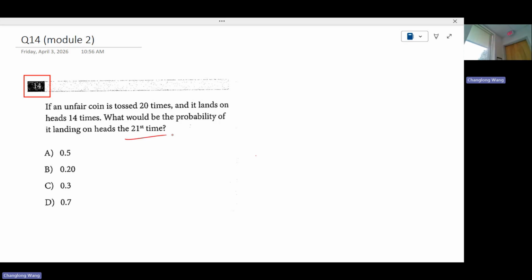So it turns out that there is a way to calculate if the unfair coin lands heads up 21 times in a row. Let's say it has been heads up for the first 20 times. Now they say, hey, what if the 21st time it's still heads up? Is there a way to calculate the probability?